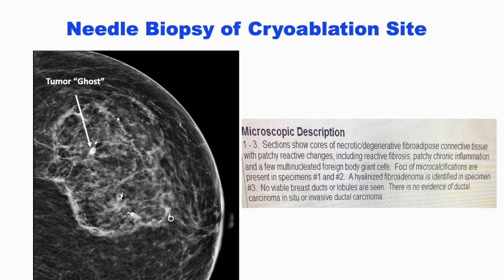Here's a needle biopsy breast pathology performed 6 months after cryoablation of a patient who underwent 8 cryoablations after completing neoadjuvant chemotherapy. Similar to the previous example, the pathology showed necrotic tissue, fibrosis, chronic inflammation, calcifications, but no evidence of residual cancer.